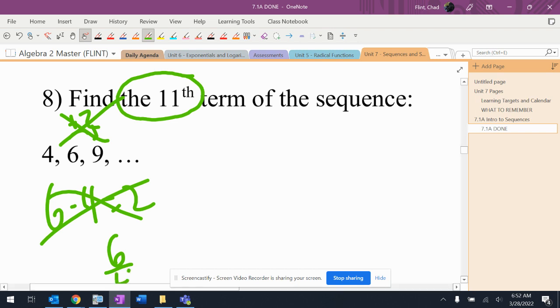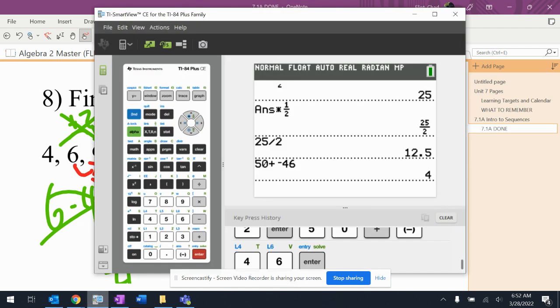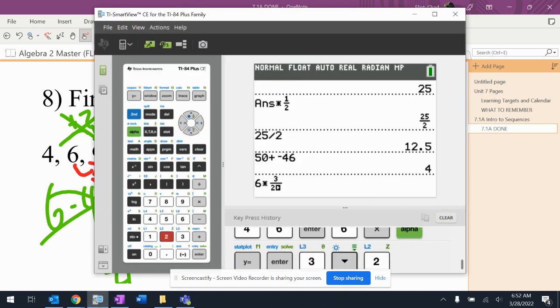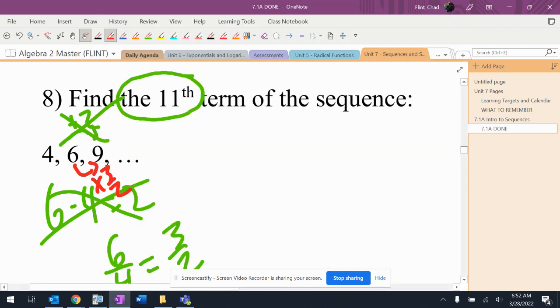Well, 6 over 4. And I'm going to put that in my calculator and reduce it, and it's 3/2. So that means that it's very possible that I'm multiplying by 3/2. So I take my calculator, 6 times 3/2 is 9. All right, so that works.